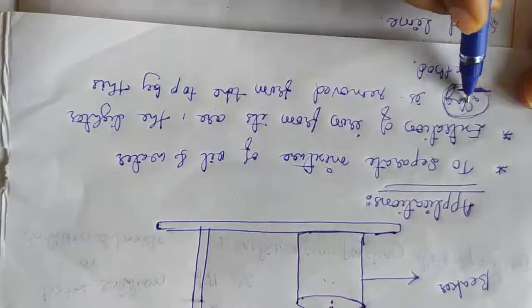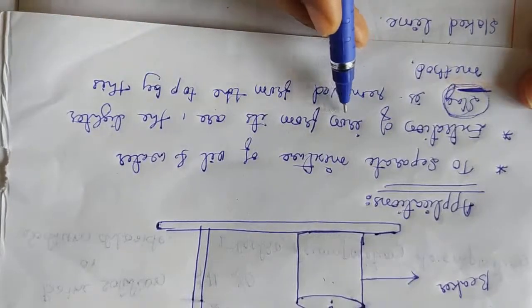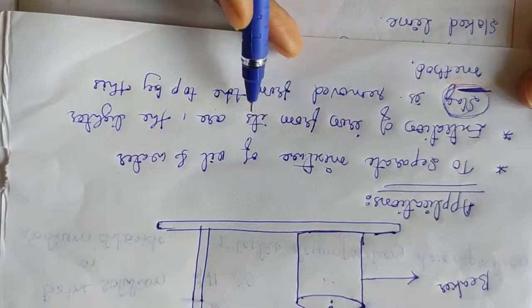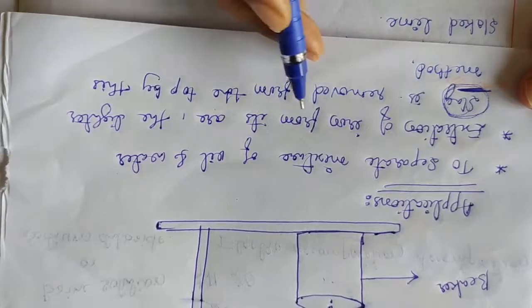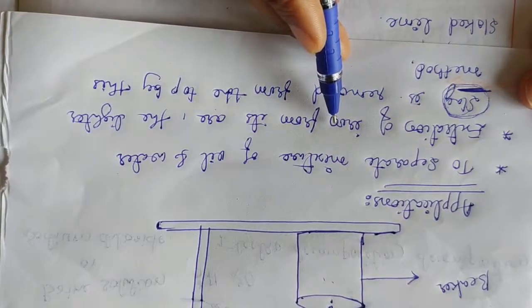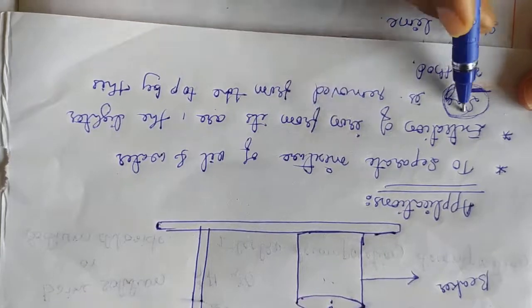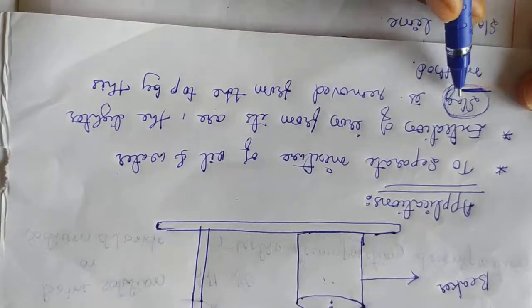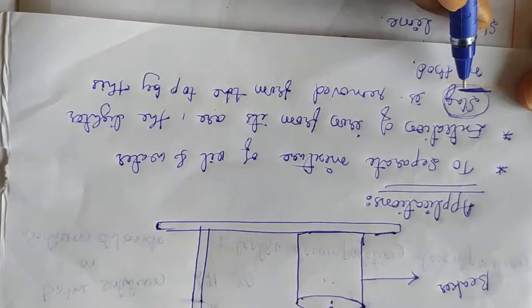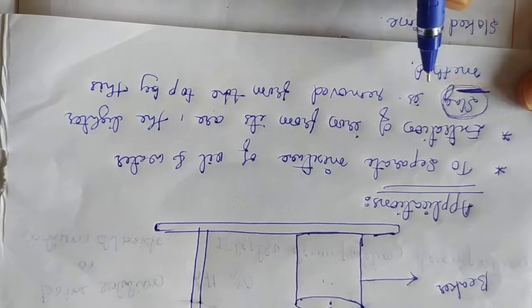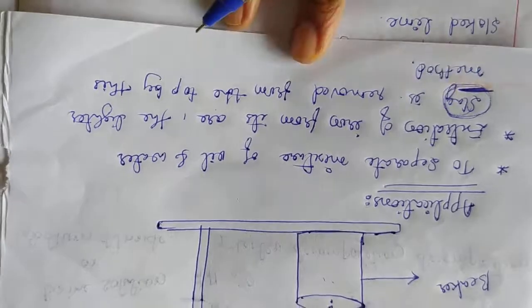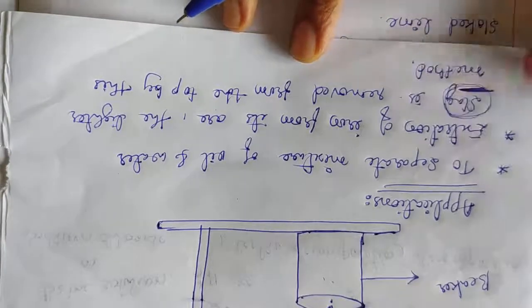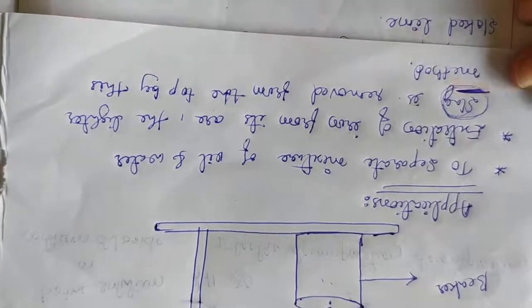Because the heavier iron ore or iron compound is collected at the bottom, and above that layer of iron compound, the slag or lighter impurities are collected. So we can separate this slag from iron ores or iron compounds during the extraction of iron from its ore.